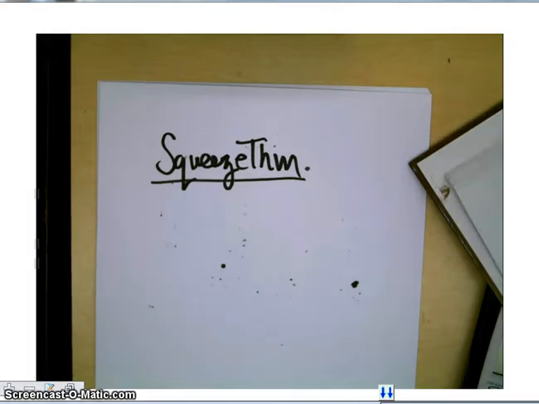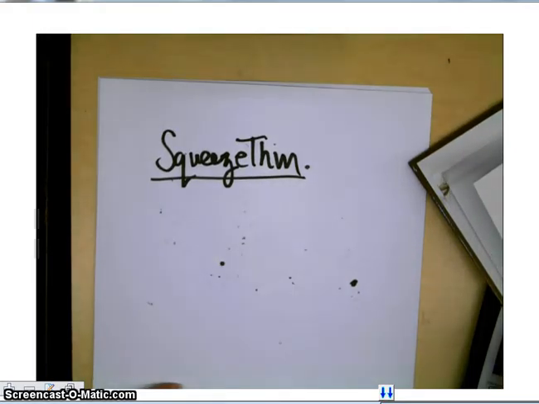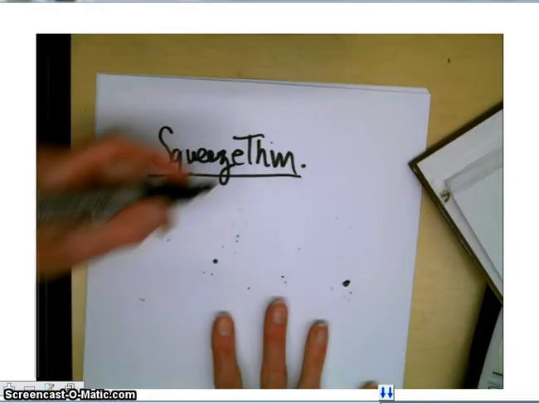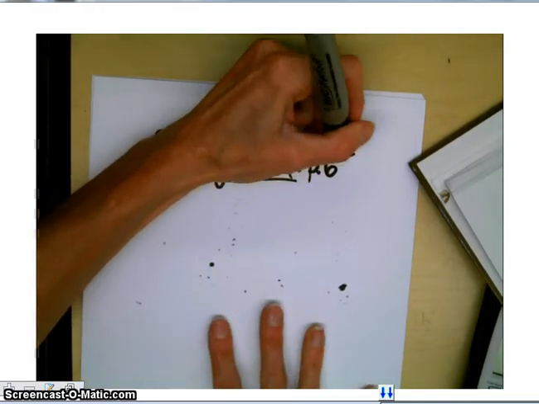Squeeze theorem. You're still going to get 15 minutes to work on your homework. Don't worry. Stand up, run around the room for a minute or two. This is not going to take that long. Squeeze theorem. Talk about it on page 65 in your book.